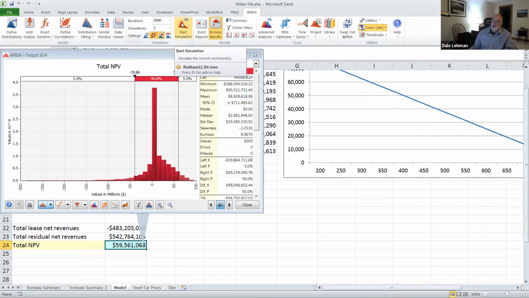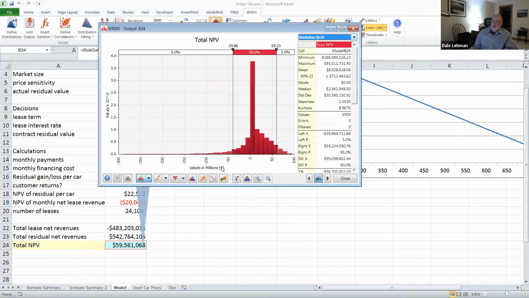It ran 5,000. What are we looking at? We're looking at a histogram of the outcomes. In fact, if you look on the right, you'll see that the mean value is a little less than $9 million for the net present value of profit. The median value is $2.5 million. It's a skewed distribution. You can see the right-hand skew here. The median value, the 50% point, is quite a bit lower than the mean value. The mean is being pulled up by those high values.